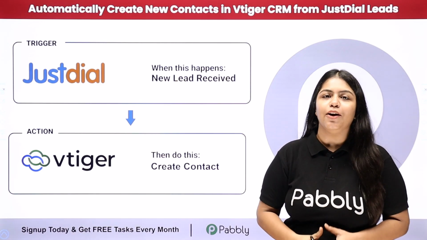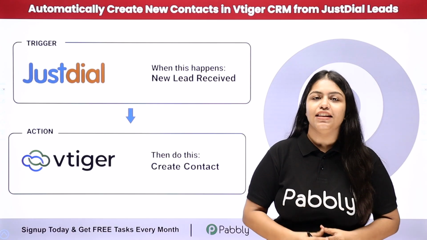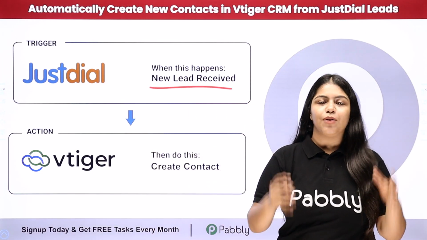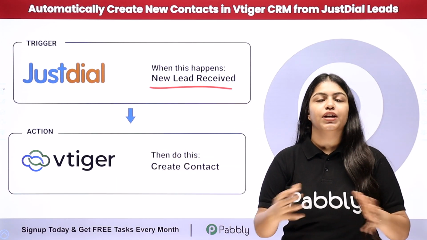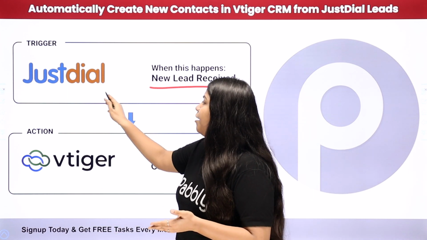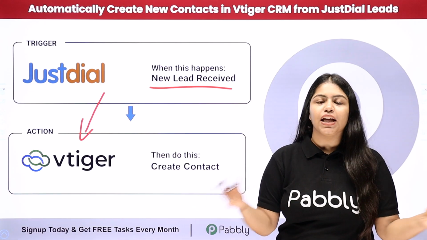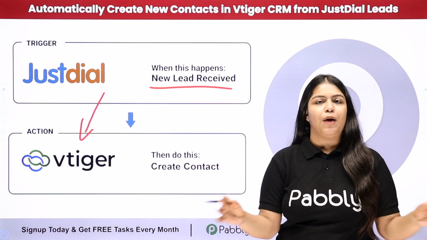So like you, I also use Justdial for my business and we receive leads through Justdial. And now what I want is that as soon as we receive a new lead through Justdial, I want to add the lead details into my Vtiger CRM as contacts. So to do this, we are simply going to create a connection between Justdial and Vtiger, and we are going to create this connection without knowing any programming or coding language using an amazing automation software which is Pabbly Connect.